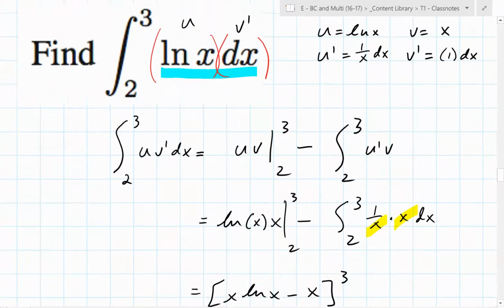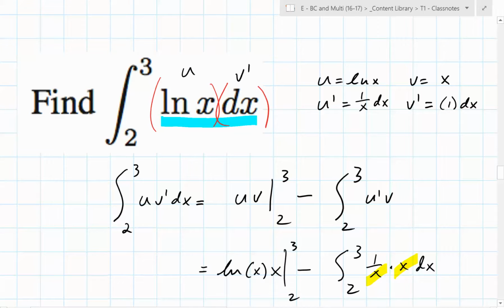So once again, though, it's all about choosing u and v prime. The first lesson here is that you want to have something that's easy to integrate for v prime. It doesn't really get much easier than that. And then you want something that generally makes a smaller, nicer derivative. I know that's subjective, but the derivative of ln is 1 over x, and that is kind of nice.